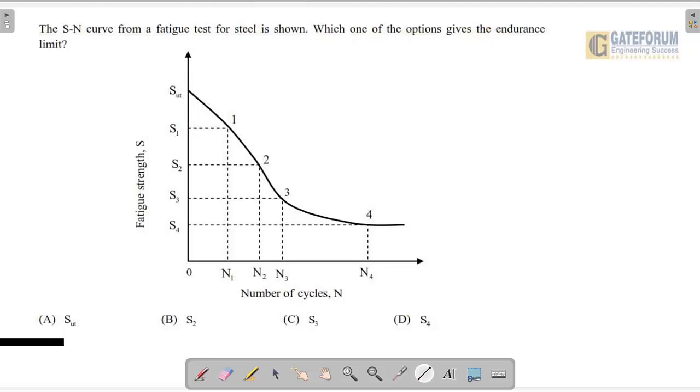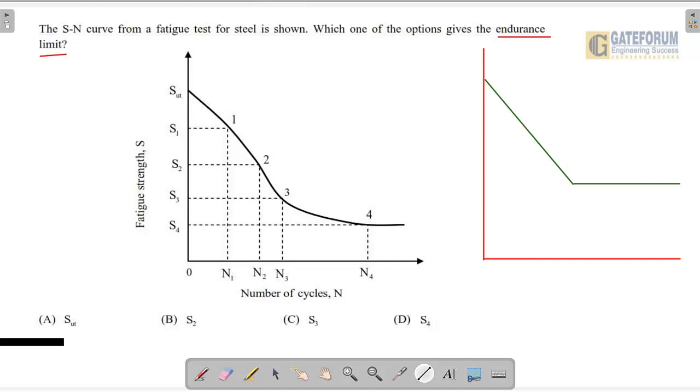Guys, you know very well the endurance limit. Here a curve is given, which I have taught you for an S-N curve. Suppose this is the graph, and when it becomes a straight line, it means the variation in the stress becomes constant. Whatever the number of cycles, it is not going to be affected. After a certain stress, if you apply a load, it is not going to fracture. The number of cycles will be infinite.